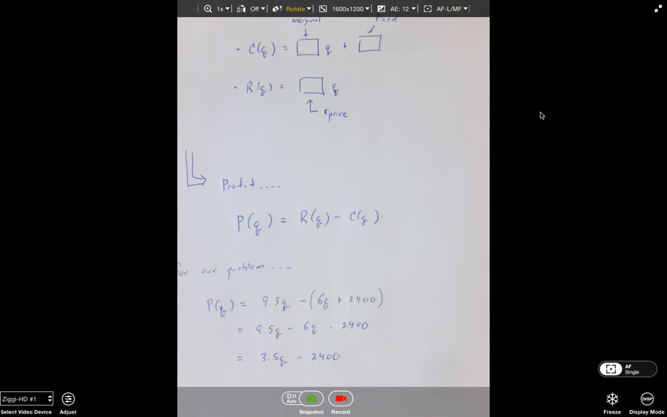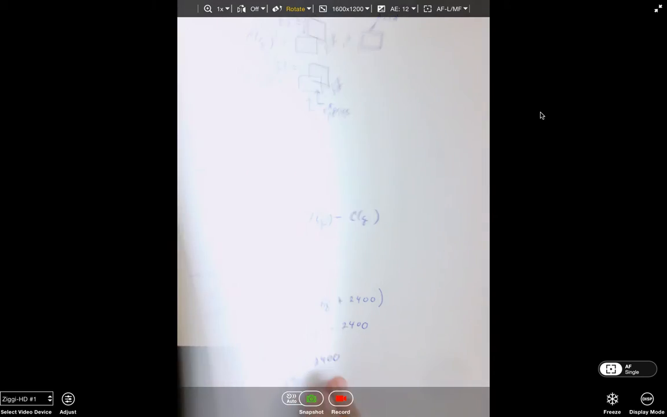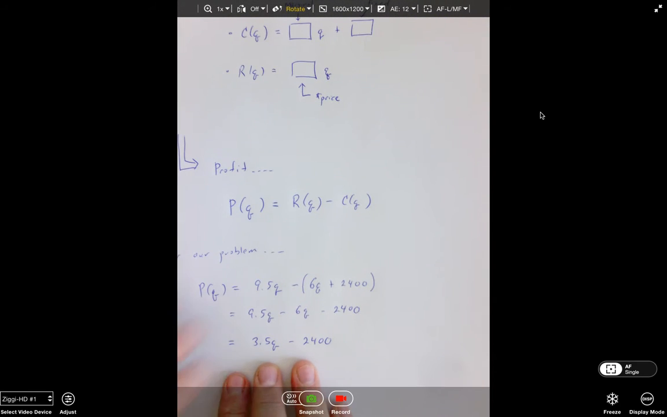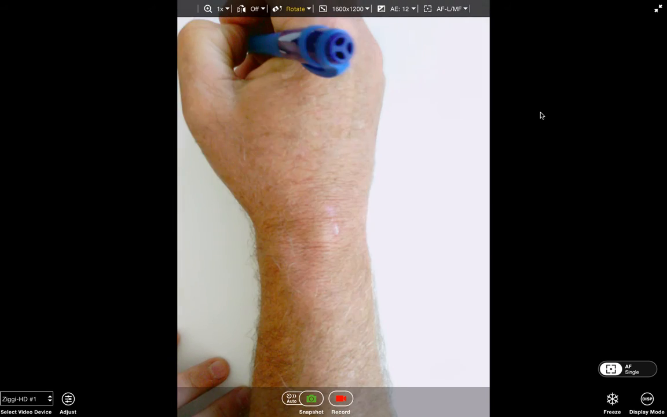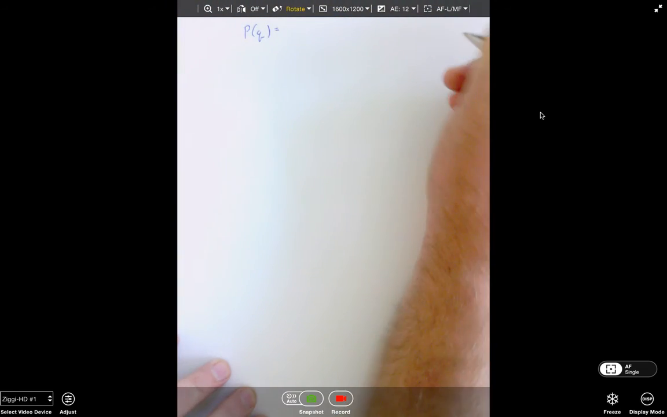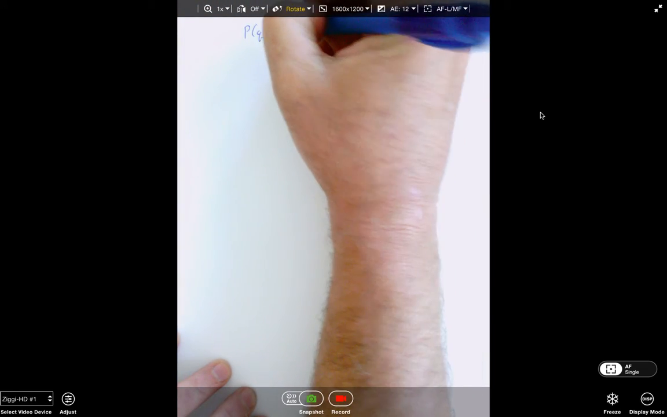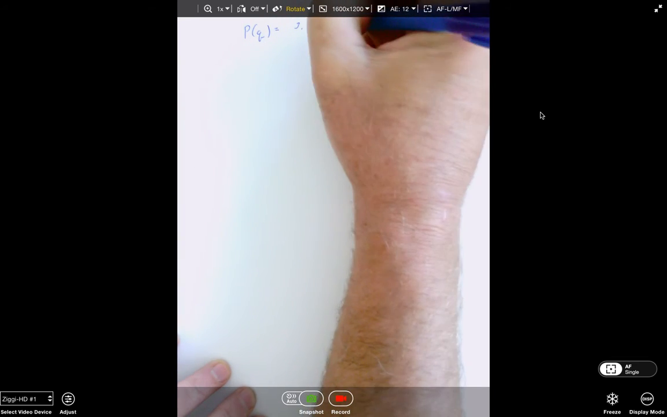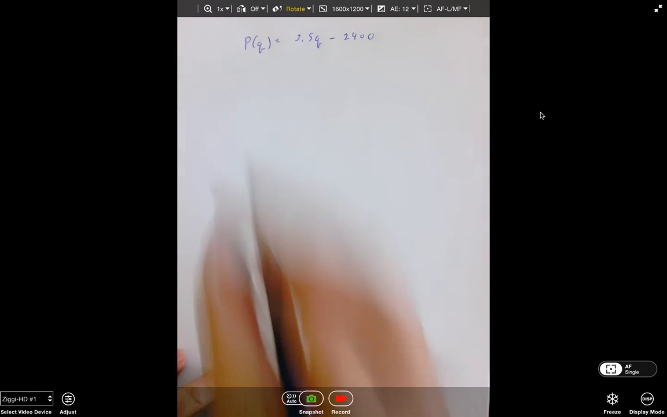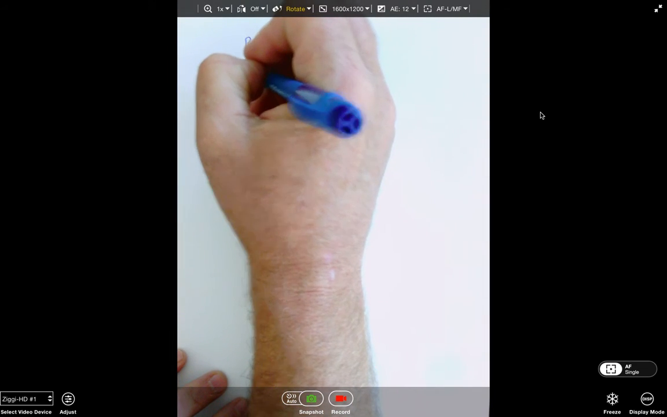and we simplify to make 3.5Q minus 2400. Now this particular problem here wants us to realize a profit of 100,000. So this should be pretty easy now. So we want our profit. So we know that our profit function is 3.5Q minus 2,400. So we want our profit to be 100,000.